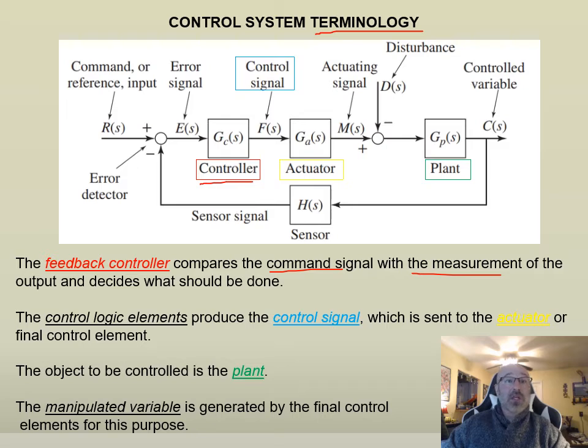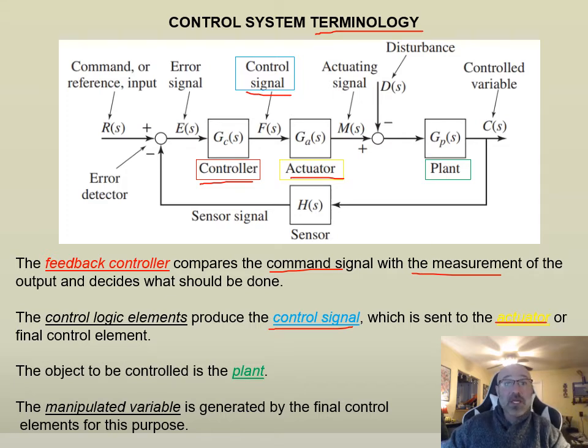Now what we have here is our control signal. The control logic element produces the control signal, which is then sent to our actuator, or our final control element. It might be a physical actuator, it might be a motor, whatever it is. It's the signal that goes to that, telling it what to do, how to do it.